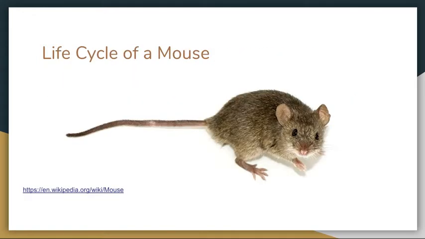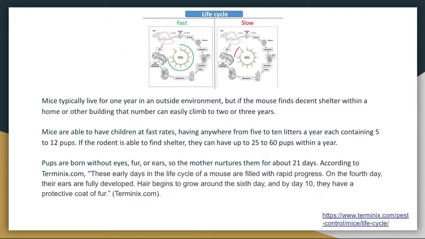And here's the life cycle of a mouse. Mice typically live for 1 year in an outside environment, but if the mouse finds decent shelter within a home or other building, that number can easily climb to 2 or 3 years. Mice are able to have children at fast rates, having anywhere from 5 to 10 litters a year, each containing 5 to 12 pups. If the rodent is able to find shelter, they can have up to 25 to 60 pups within a year. That's actually a lot.